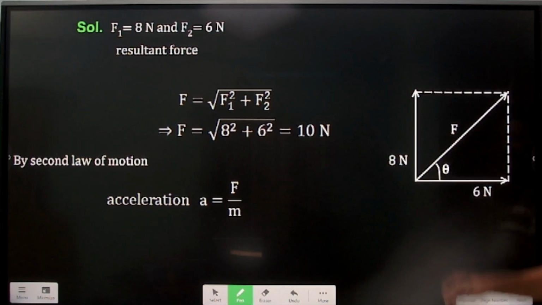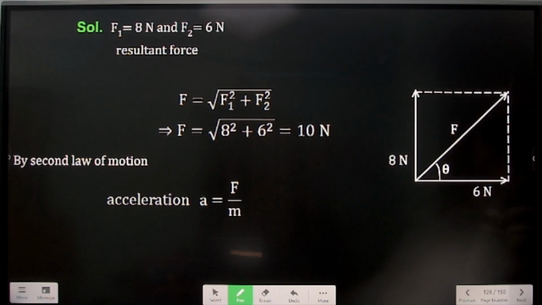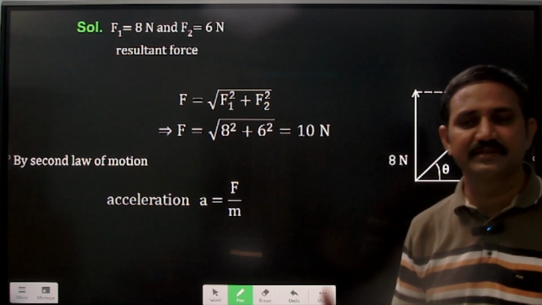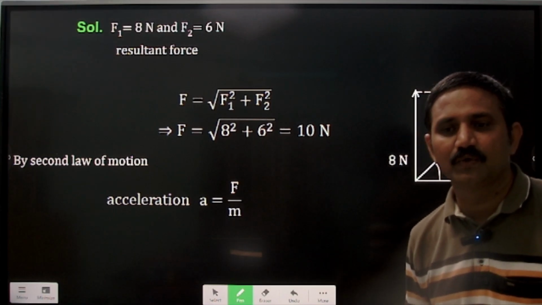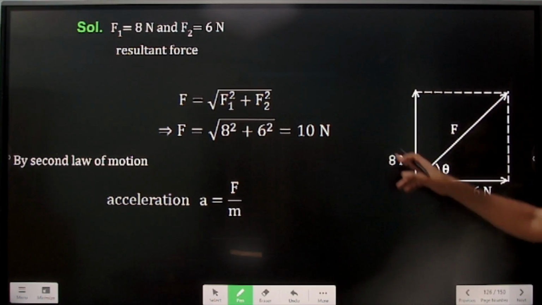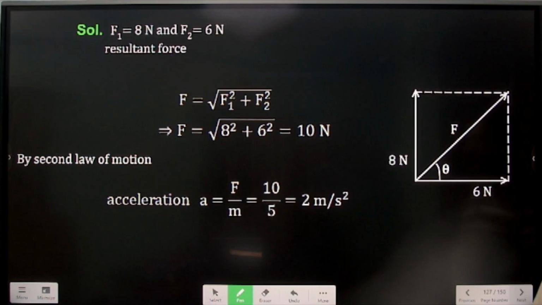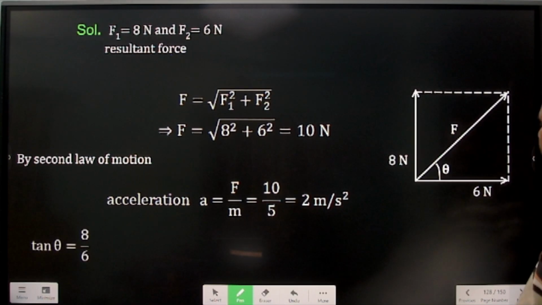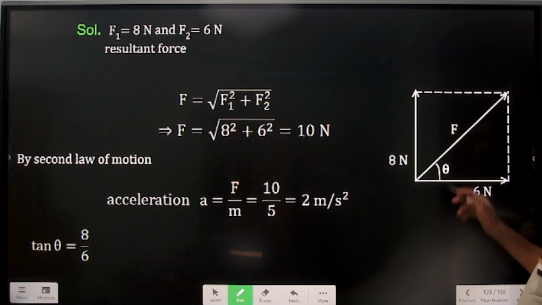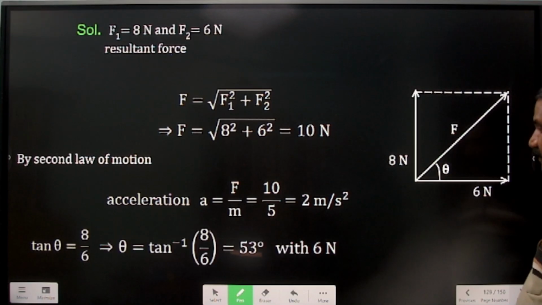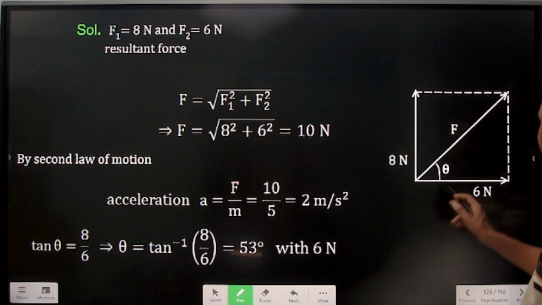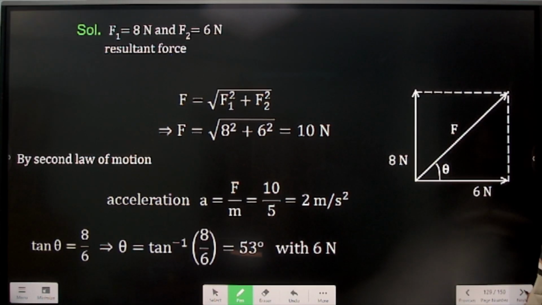Now what is the acceleration of this? Acceleration A is equal to net force divided by total mass. So that is equal to 10 divided by mass 5, 2 meter per second square is the acceleration. So here, what is the angle? This angle, tan theta is equal to 8 by 6. So theta is equal to how much? That is 53 degree with the 6 Newton force.